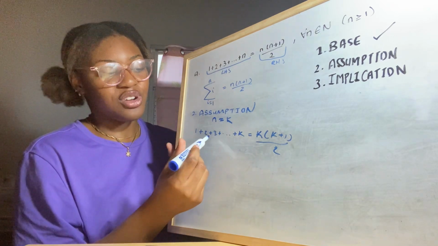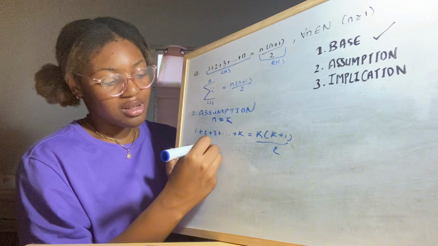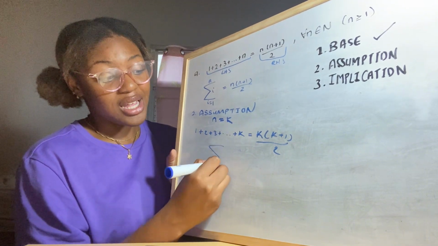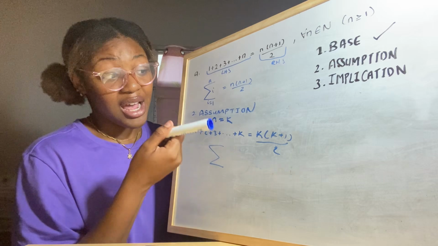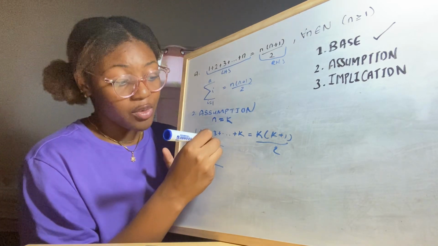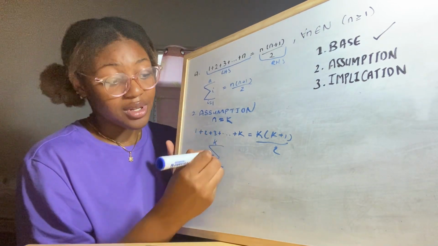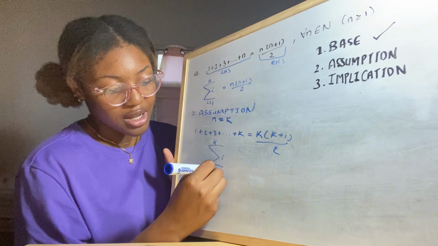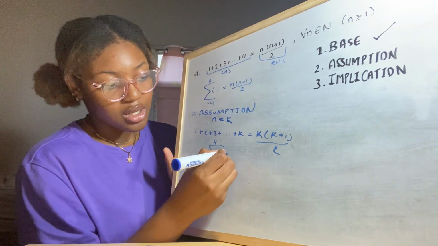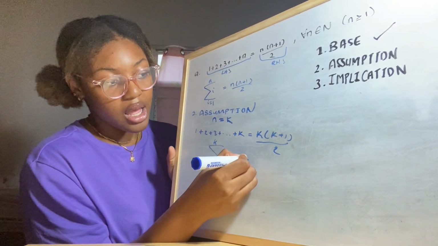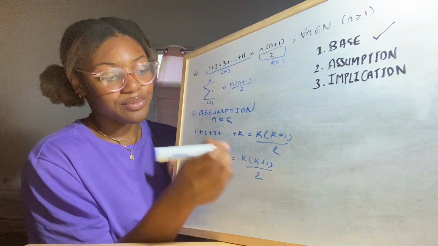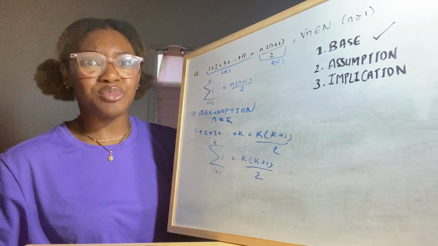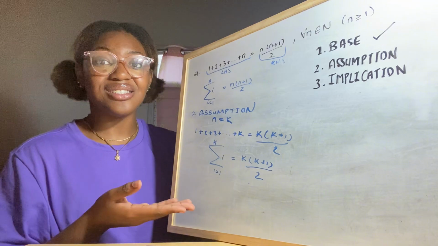And I'm going to rewrite this in sigma notation. Remember, wherever I say n, I'm going to put k. We say n at the top, therefore, remember that n is equal to k, so we're going to put k at the top. Then have our formula, then have our lower limit. And that would be equal to k in bracket k plus 1 all over 2. And that's our assumption case. We're just assuming that this is true.